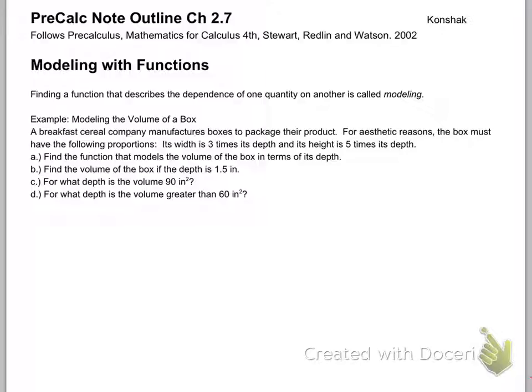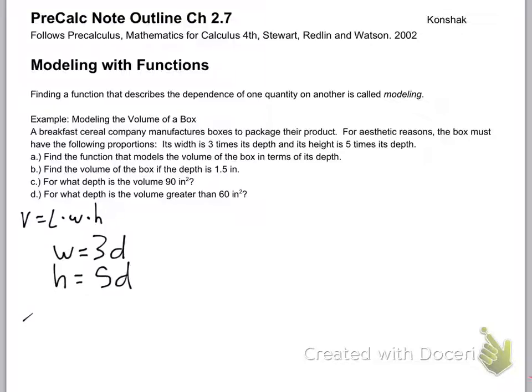Well, the cool thing about it is that it's a box. You know the volume of a box. How do you find the volume of a box? We should all know that volume is length times width times height. Then they start to make some connections. We know something different about the width and something different about the height. They're saying the width is 3 times the depth, and the height is 5 times the depth. What's the only one they're not talking about having a depth? The length.